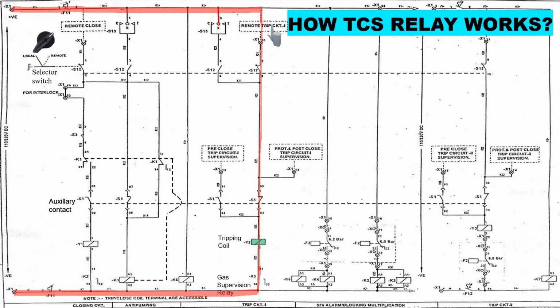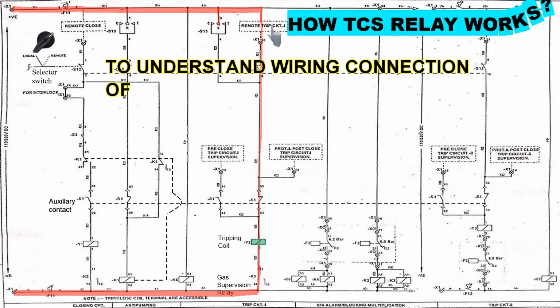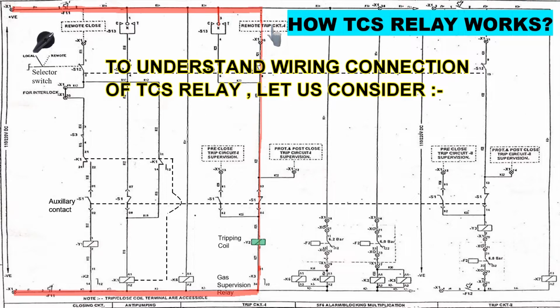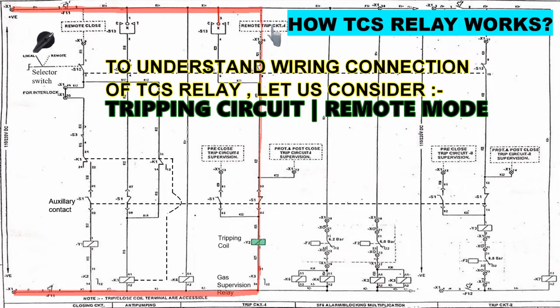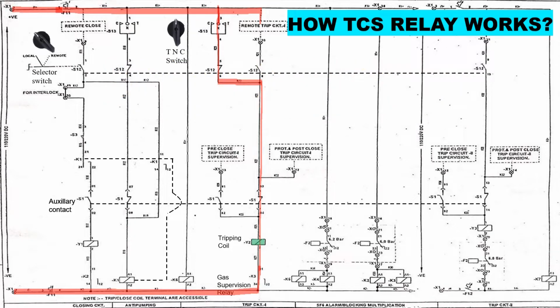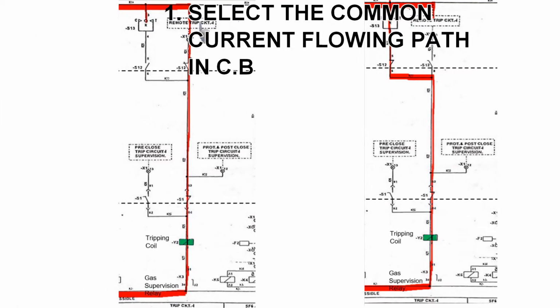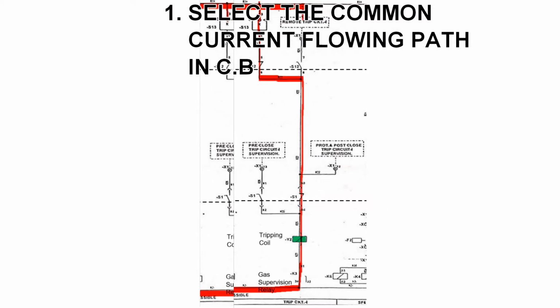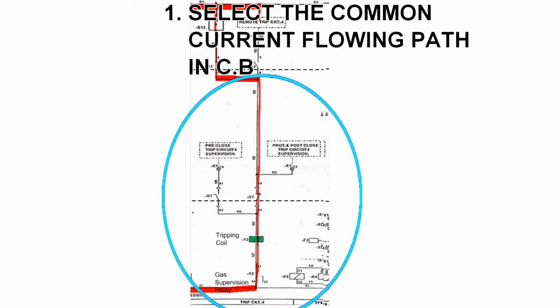Now let us see how the TCS relay works. For that, consider the tripping circuit in both remote mode and local mode. We have already seen the current flowing path in the tripping circuit in both the modes in our previous videos. Now let us select the common current flowing path in remote and local mode of the tripping circuit in a circuit breaker. Then we will obtain this.